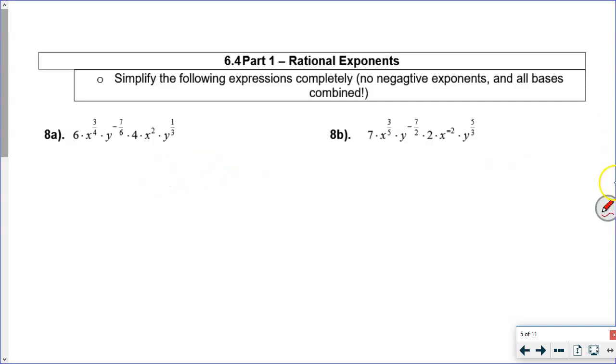Let's look at 8a. Mrs. Meyer, who's going to help me combine 8a? All right, Nick. Combine all terms. Let's start with, do you see any coefficients hiding in this problem? Coefficients meaning numbers that are in front of variables. So the number in front of the x would be a 6. Anybody else a coefficient? There's a 4. So your coefficient, Nick, is 6 times 4, better known as 24.